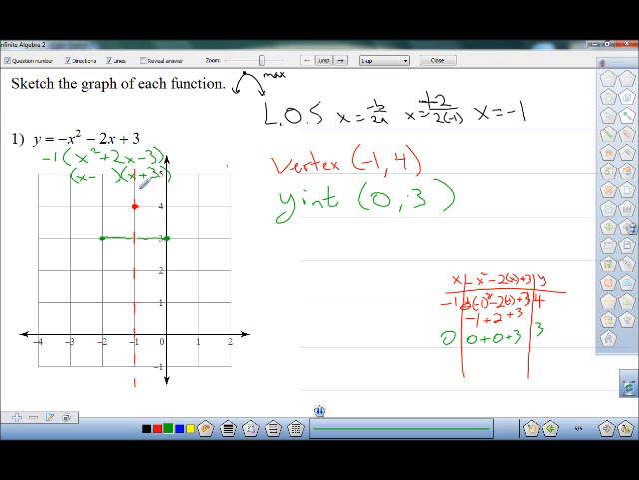Positive 3, negative 1. Now, if I set both these factors equal to 0, x minus 1 equals 0, x plus 3 equals 0. I'll get x equals 1, x equals negative 3. That looks about perfect, doesn't it? So we have roots, we have solutions, we have zeros. Our roots are at 1, 0, negative 3, 0.